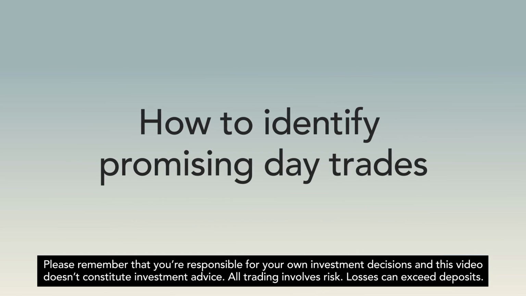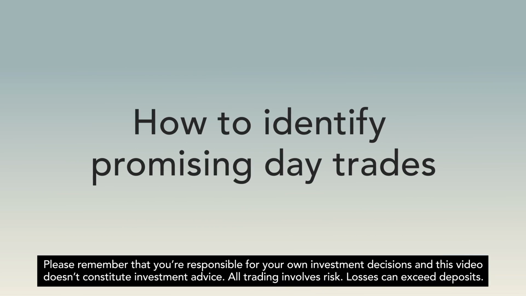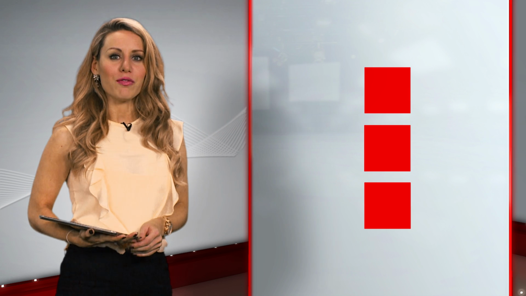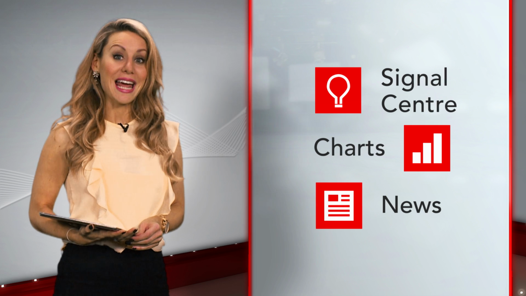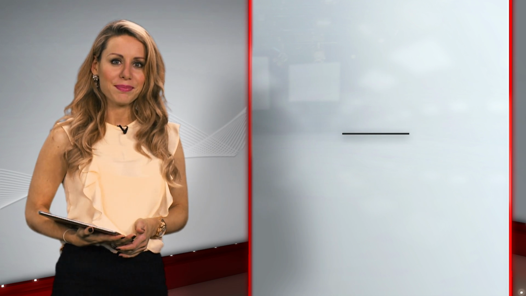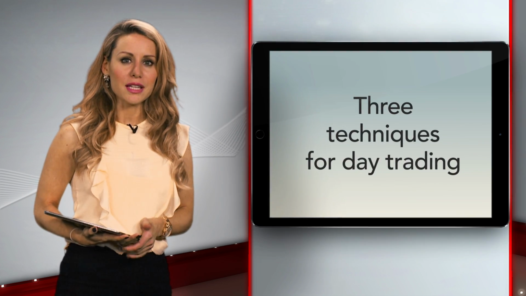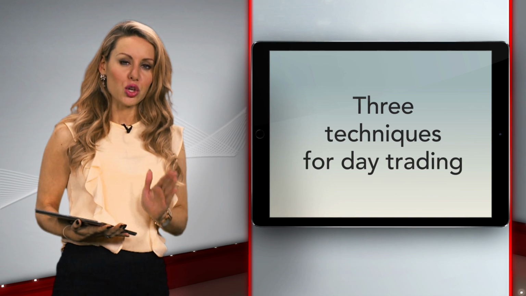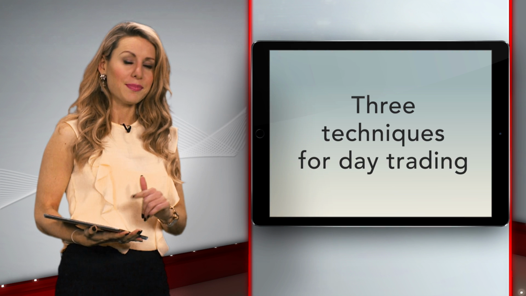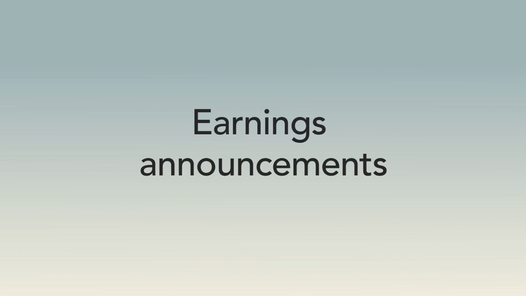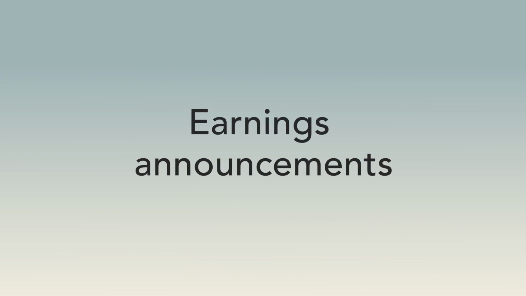So how can you actually identify a promising day trade? At IG, we offer a range of analysis tools to help keep you on top of market conditions and act when the time is right. We're going to show you 3 potential ways of choosing a short-term trade using the IG Trading app for the iPad to demonstrate this. So the first way is to look for opportunities around a company's earnings announcement.